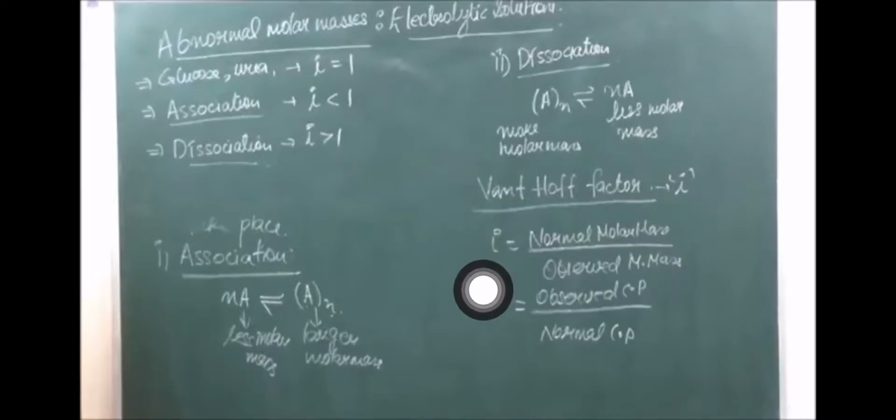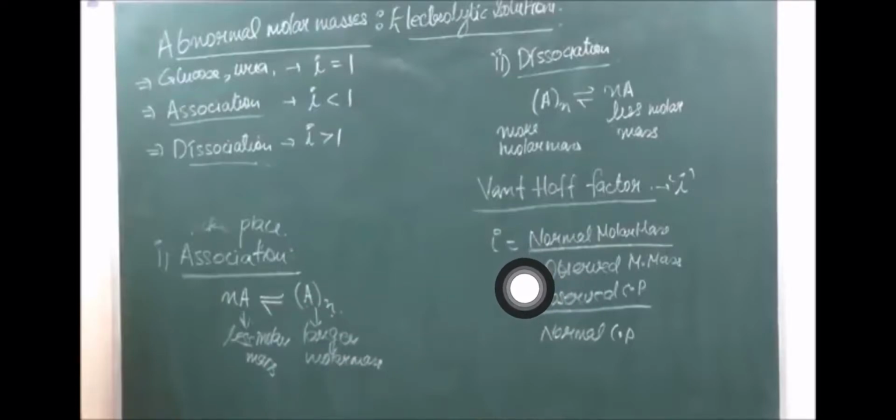One factor which is known as the i factor. The i factor says that normal molar mass means what it should be possible. That is, over here if we take association, what should it be? Less, right? That is, an A should be there, right?